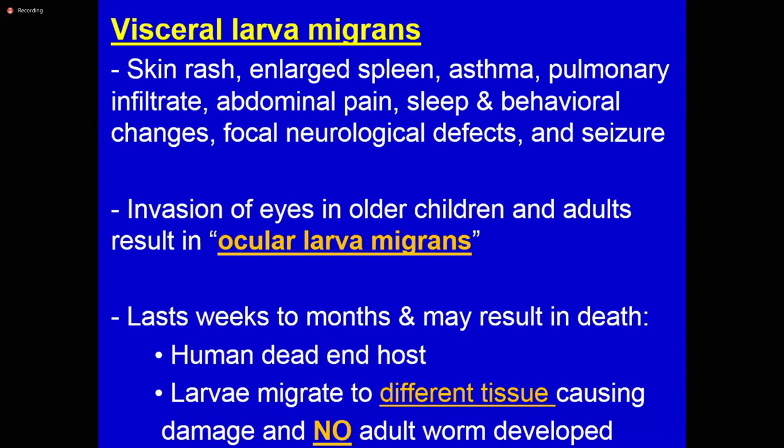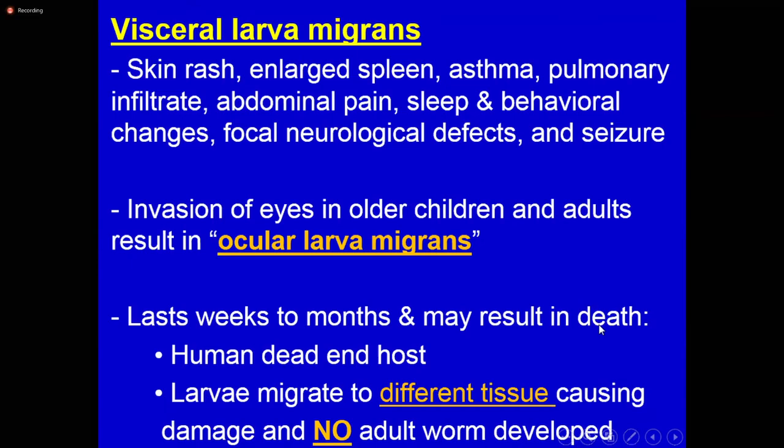They migrate to the nerves, and the patient gets neurological defects and seizures. Also they can go to the eyes, especially in older children and adults, and cause ocular larva migrans. In short, they can go everywhere. They can migrate through the skin also. These larvae go through the intestine and can migrate to the skin, so you get a skin manifestation, visceral larva migrans. The condition lasts weeks to months and may result in death.